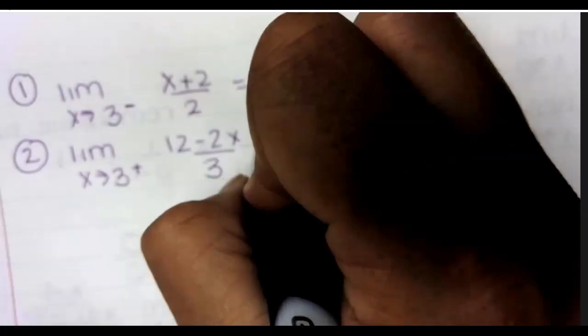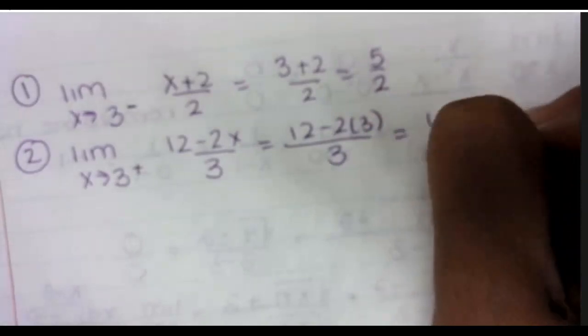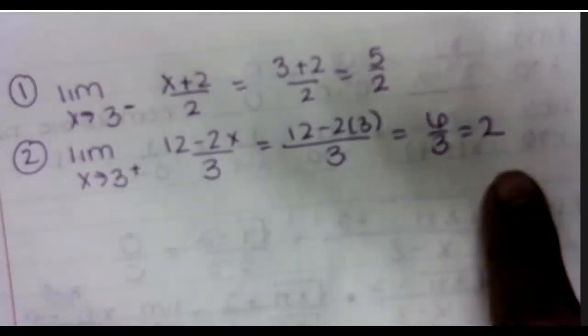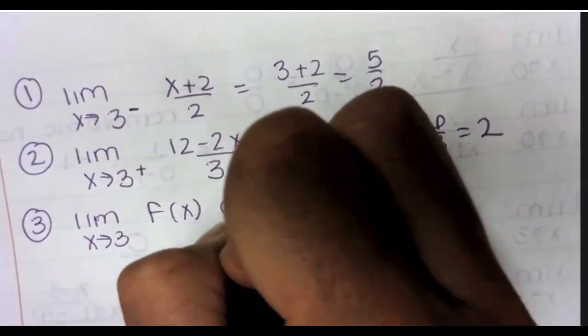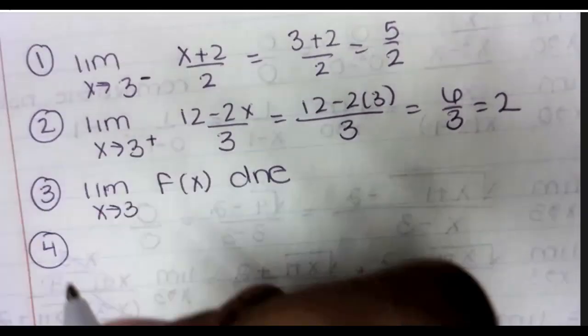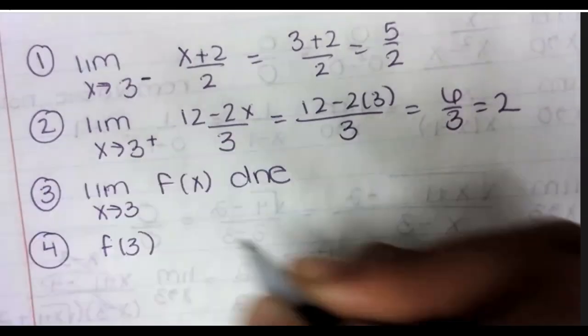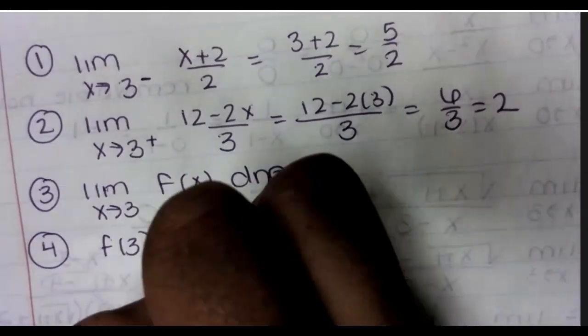Then the limit as x approaches 3 from the right says we plug into the bottom function, which is 12 minus 2x over 3. So the left-hand limit is 5/2. The right-hand limit is 2. Therefore, the limit as x approaches 3 of f of x does not exist. Which one does 3 equal, the top or bottom equation? Therefore, it's the left-hand limit, which is 5/2.